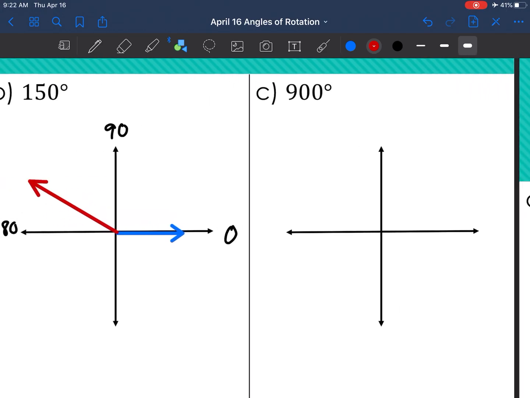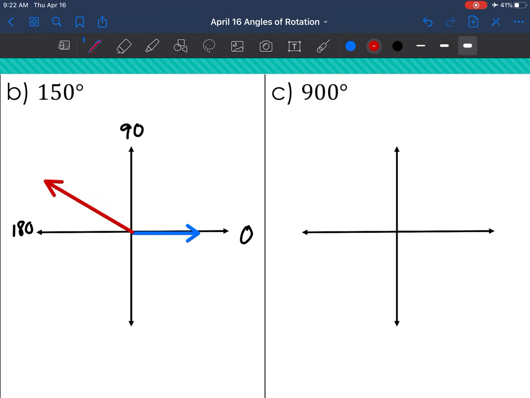Now the last one is 900 degrees. 900 degrees obviously is more than one full rotation. So this is 0, 90, 180, 270, and then back to here would be 360. Now, there's a couple ways of figuring this out. You could still just continue counting by 90s. So this is 360, then the next one would be 450, then 540, and then you could just keep adding 90 degrees over and over until you get to 900.